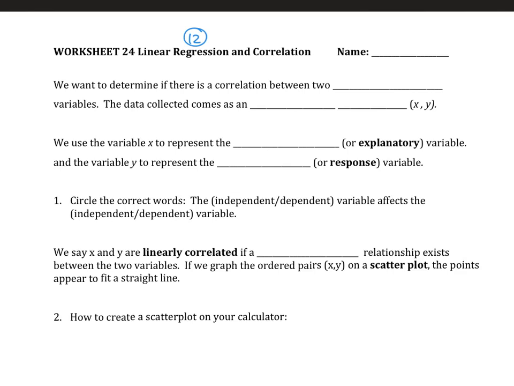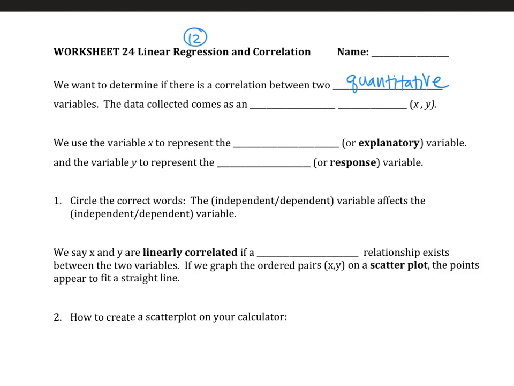For example, I want to see if the number of hours you study is somehow related to the score you get on the exam, or the number of times you're absent during the semester corresponds to the number of points you get on the exam. So I'm comparing two quantitative data sets, two numbers, to see if one variable affects or is related to the other variable. So we want to determine if there is a correlation between two quantitative variables. We can't really do correlation with a qualitative variable; it has to be number versus number, right?